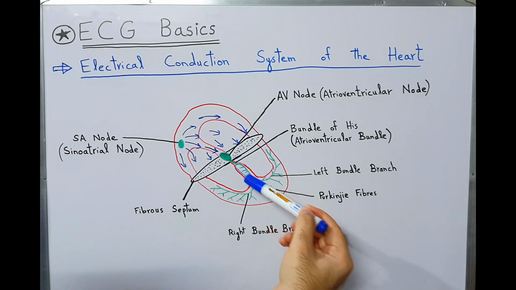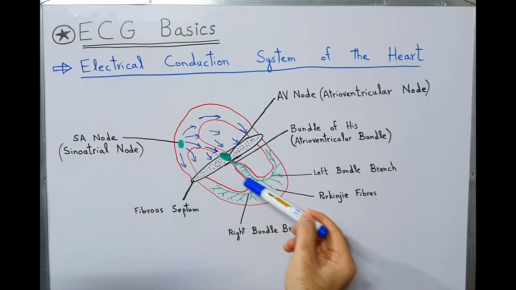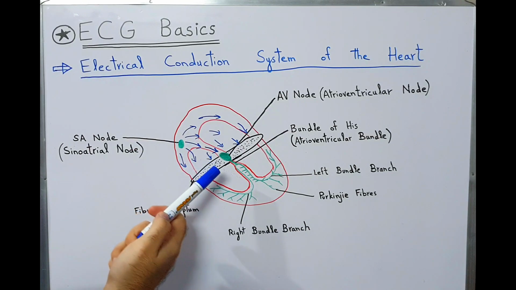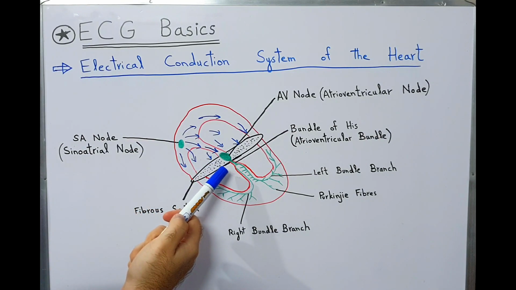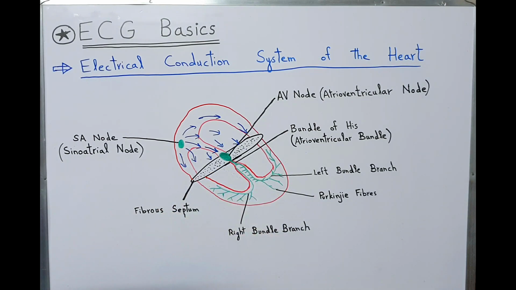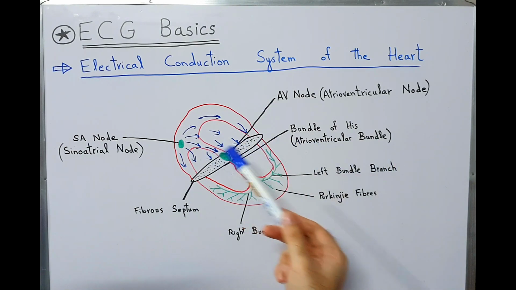Then it divides into the right bundle branch and left bundle branch in the muscular part of the interventricular septum. I repeat, after the AV node, there is the bundle of His in the fibrous part of the interventricular septum and it then divides into right and left bundle branches in the muscular part of the interventricular septum. The bundle of His is also called the atrioventricular bundle as it is present between the atria and ventricles.